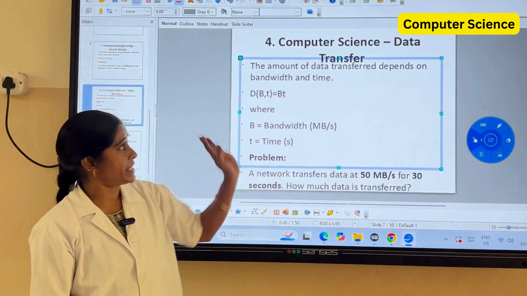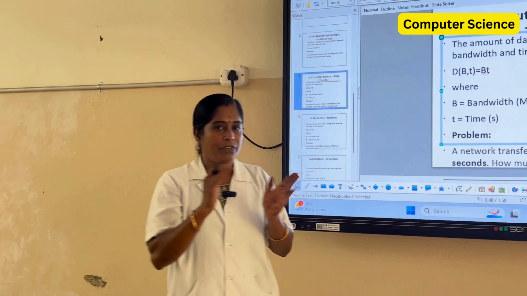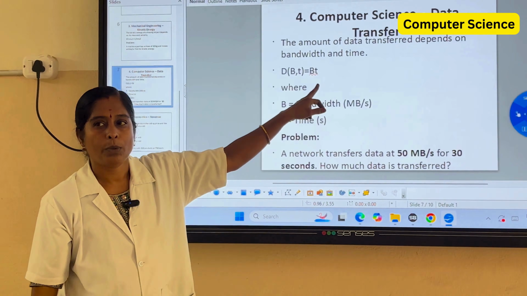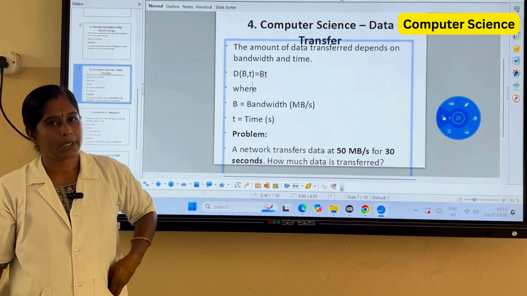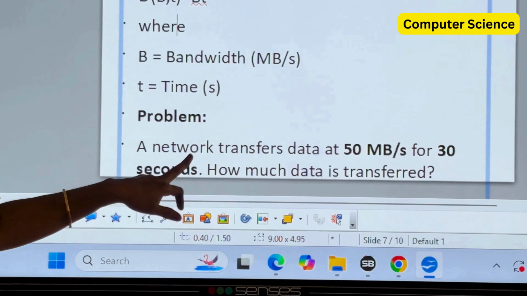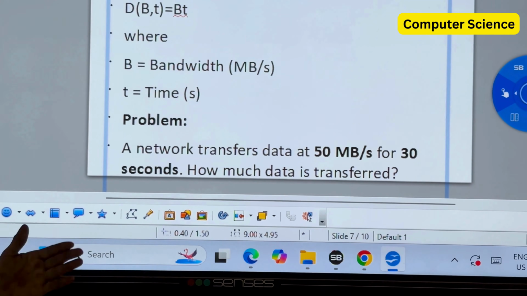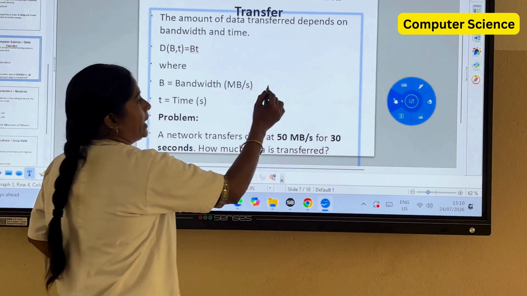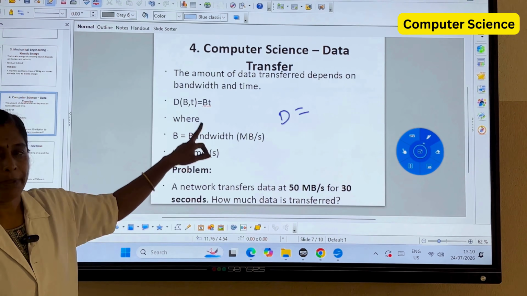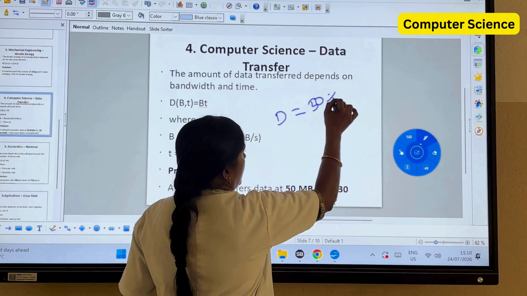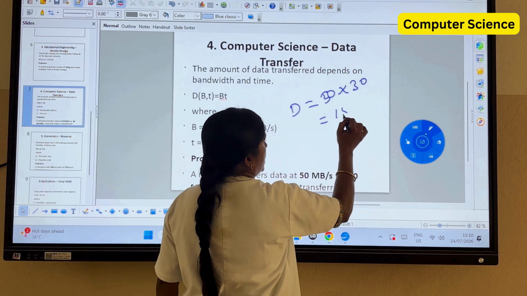Move to computer science engineering. They are mainly used in data transfer. The amount of data transferred depends on bandwidth and time. So we are using data equal to bandwidth times time. Here, B denotes bandwidth in megabytes per second and time in seconds. The problem is, a network transfers data at 50 MB per second for 30 seconds. How much data is transferred? Here we use data equal to B into time, substituting B value 50 and time value 30. We get 1500.